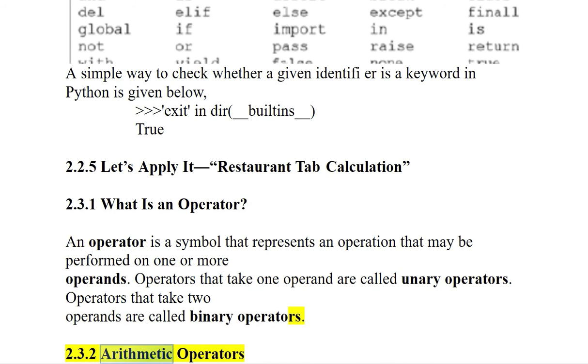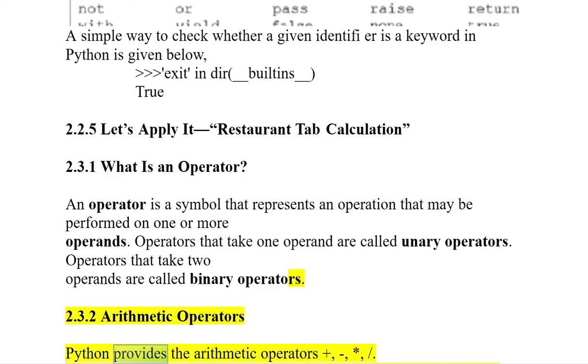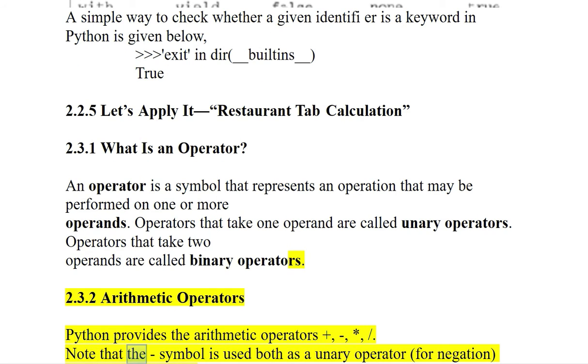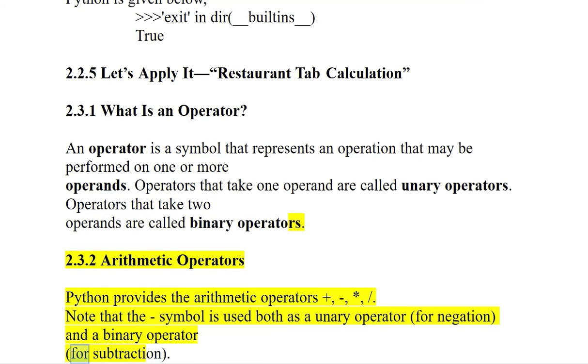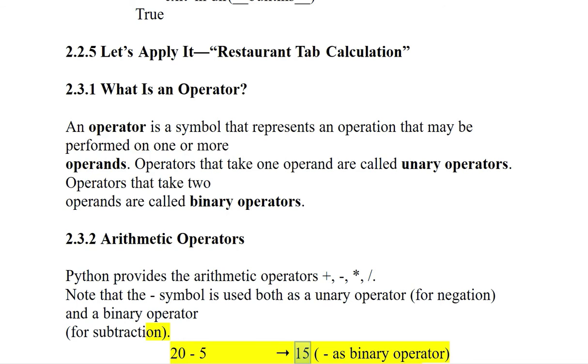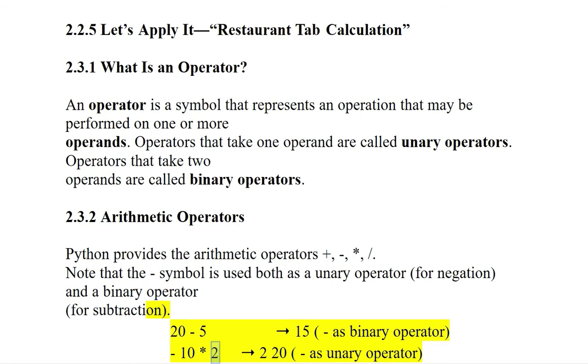2.3.2 Arithmetic operators. Python provides the arithmetic operators +, -, *, /. Note that the - symbol is used both as a unary operator, for negation, and a binary operator, for subtraction. For example, 20 - 5 gives 15 as a binary operator, 10 * 2 gives 20, and -2 as a unary operator.